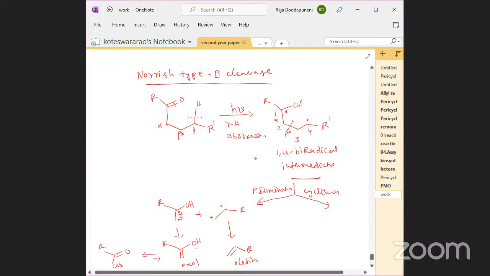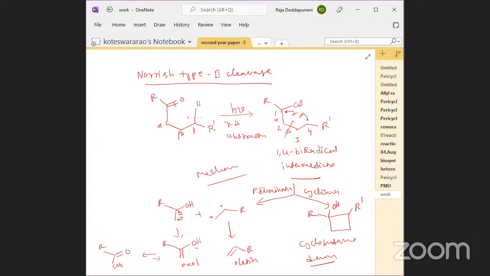And the same 1,4 biradical undergoes the cyclization. That means the 1,4 position radicals are homolytically combined together. That leads to the formation of a cyclobutane product, OH R prime. This is the product. Now this is the cyclobutane derivative. This is known as the Norrish type 2 reaction, and you can also consider it as the mechanism.